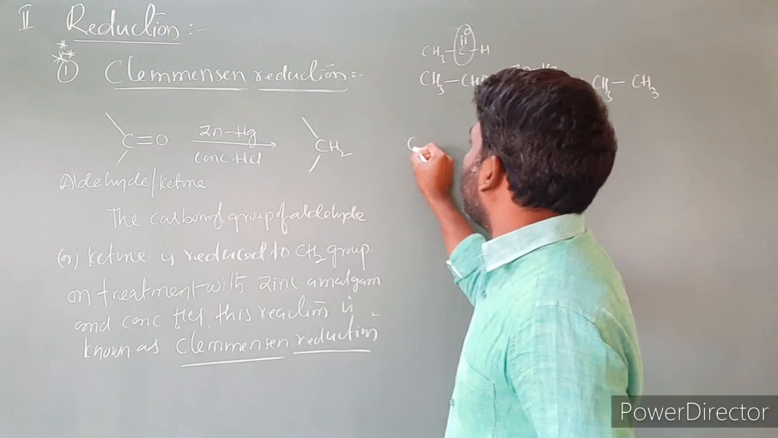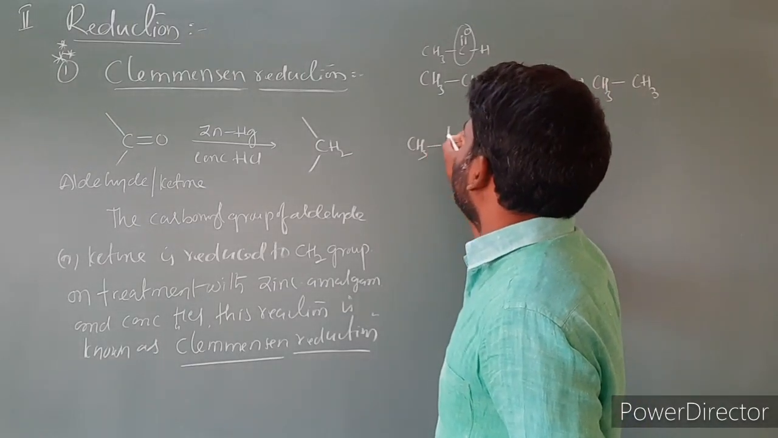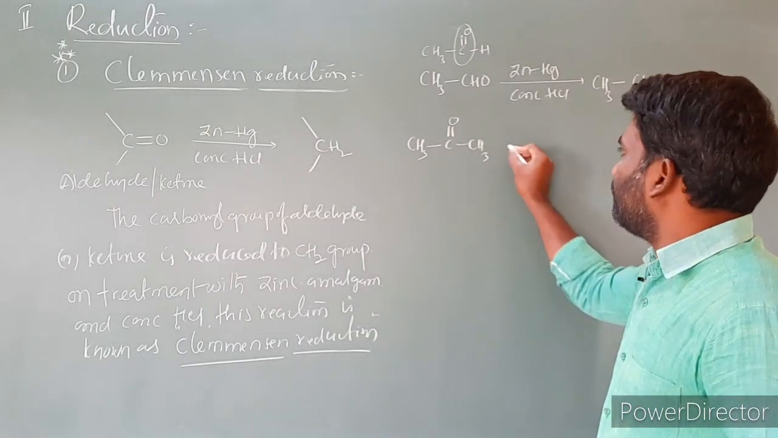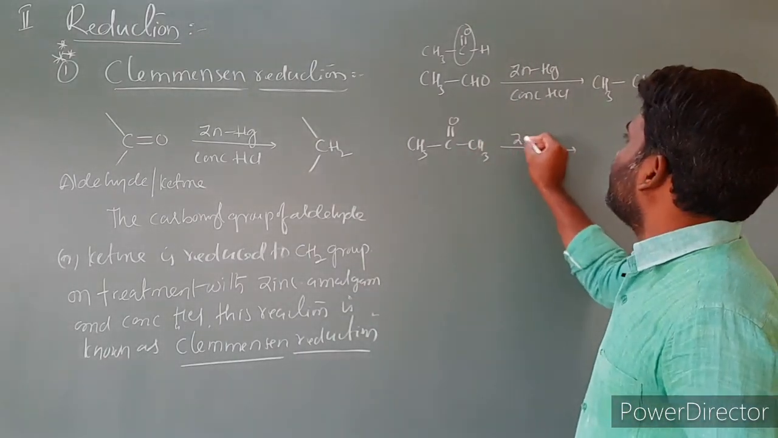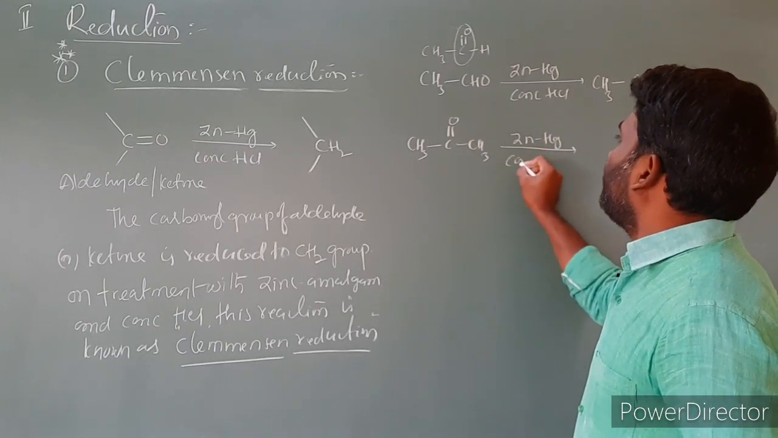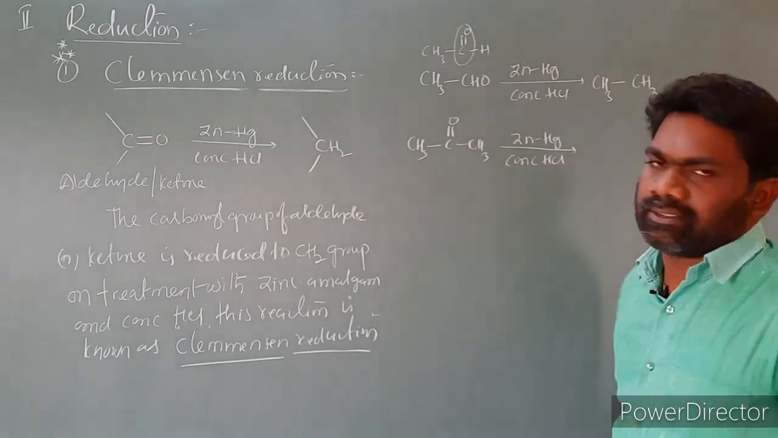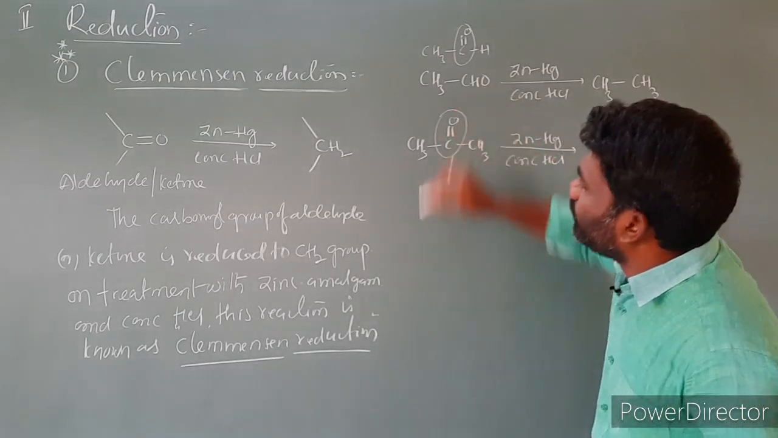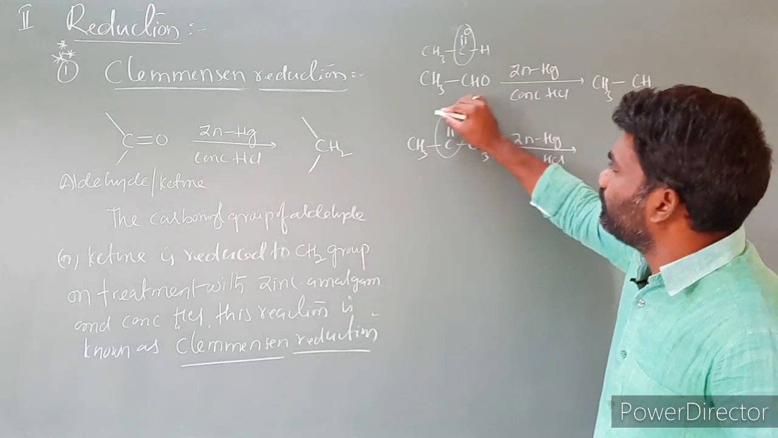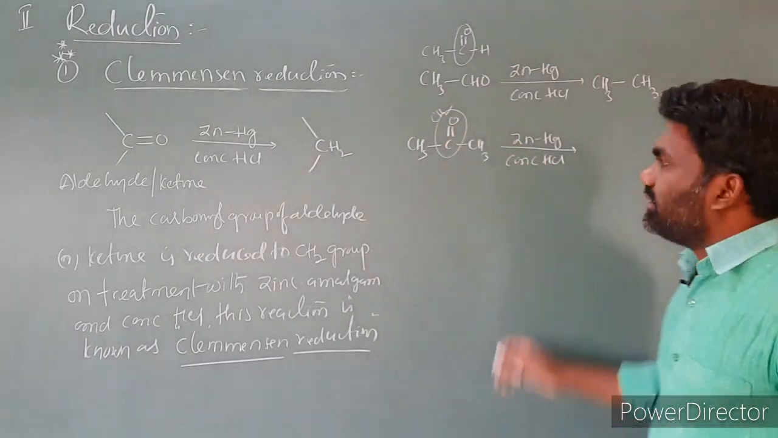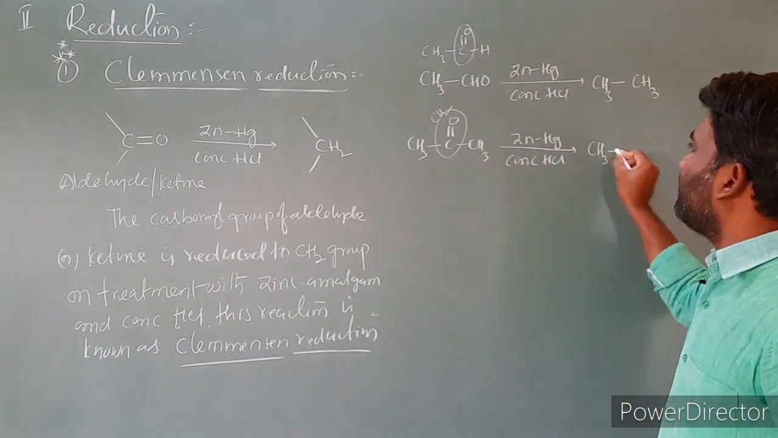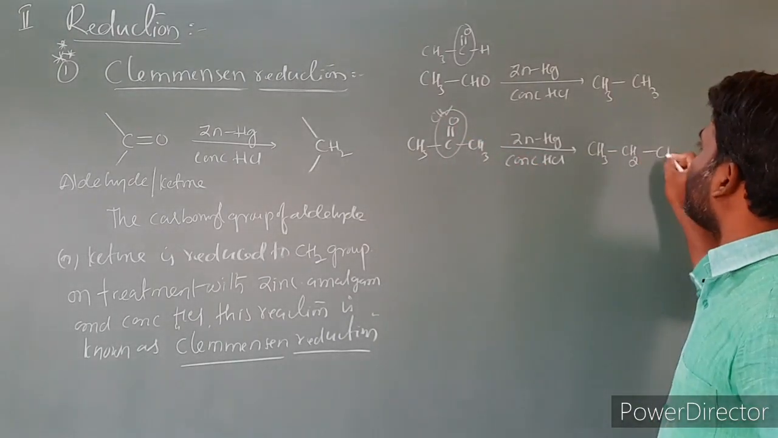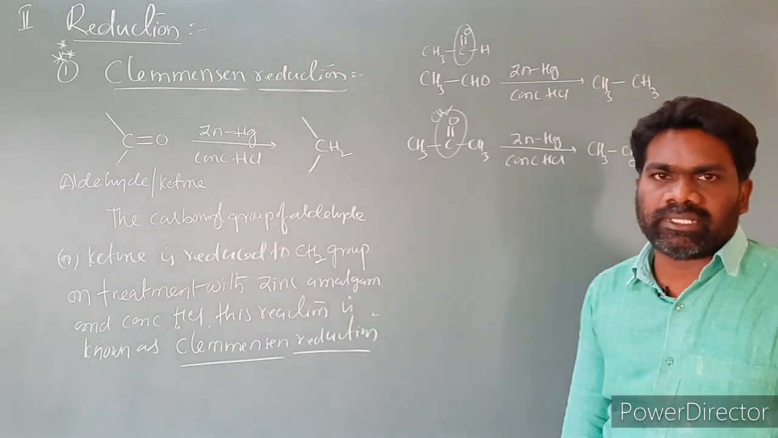Let us take one more example. I am taking a ketone, CH3 C double bond O CH3. Look, this is the ketone. This ketone I am treating with zinc amalgam and concentrated hydrochloric acid. Then how do you write the product? Simply change this C double bond O group into a CH2 group, isn't it? Then the product is CH3 CH2 CH3. So this is the product formed in this reaction.